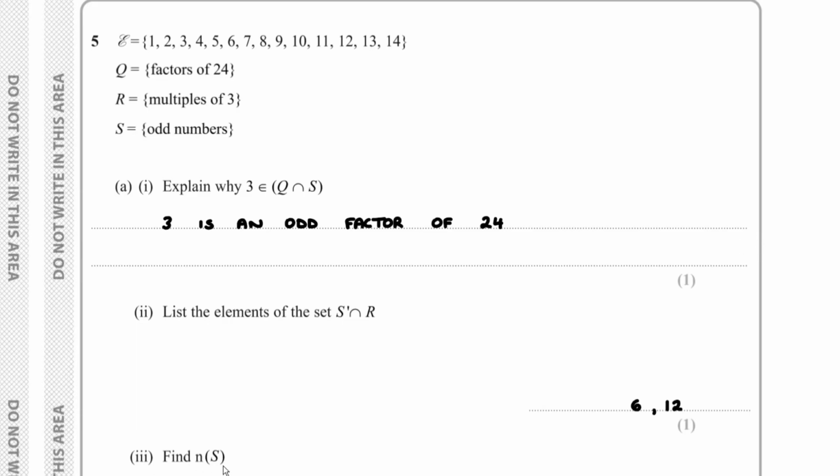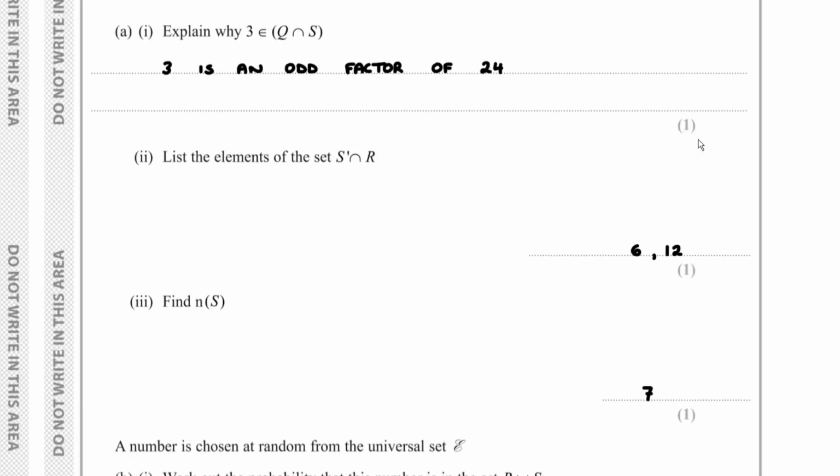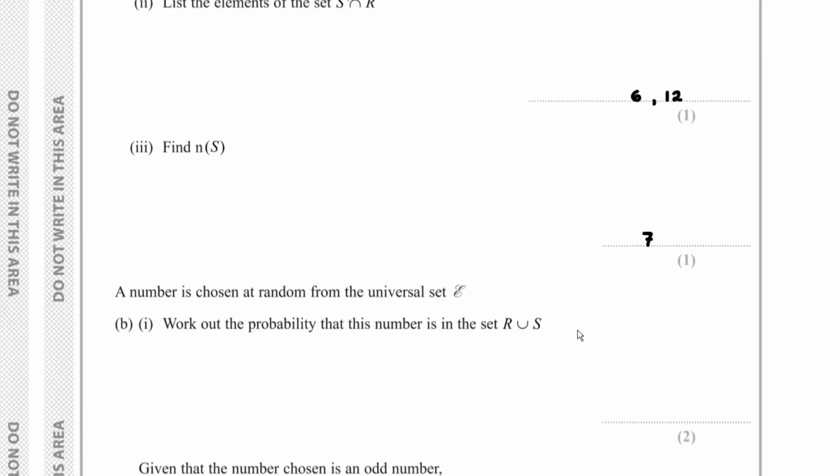For the third part of part A, find the number of S. This refers to the number of odd numbers we have. 1, 3, 5, 7, 9, 11, and 13 are odd numbers. How many odd numbers do we have in this set? Well, we have 7 of them. So we have 7.